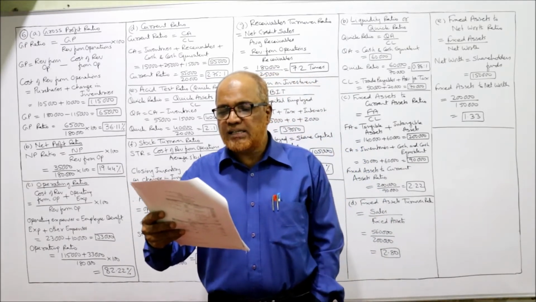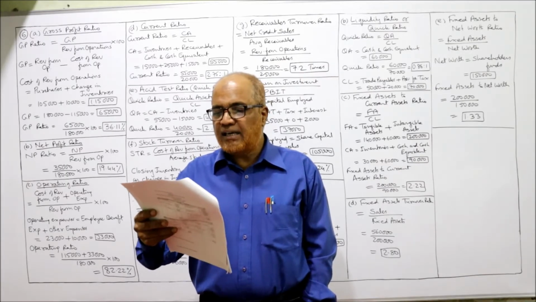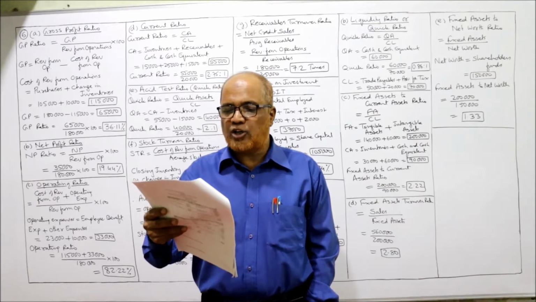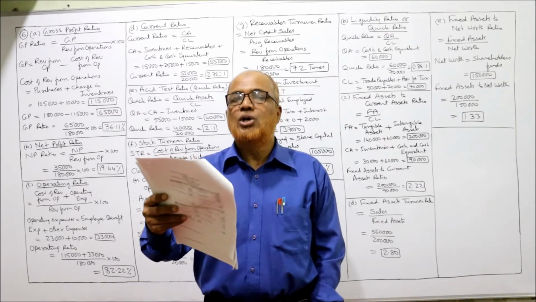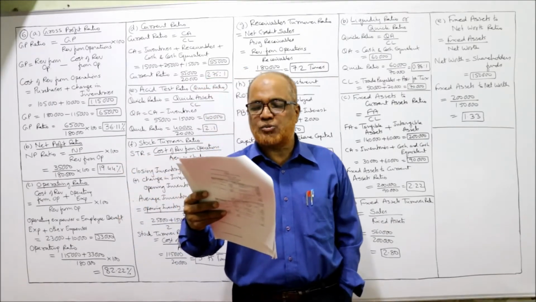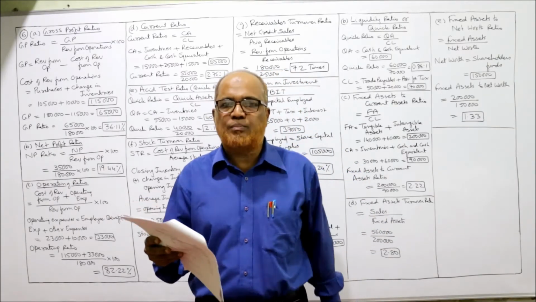From the following details pertaining to J Limited, calculate A, B, C, D, E, F, G, H. All the ratios are given: gross profit ratio, net profit ratio, operating ratio, current ratio, acid test ratio, stock turnover ratio, receivables turnover ratio and return on investment. These are the ratios we are required to calculate in this problem.